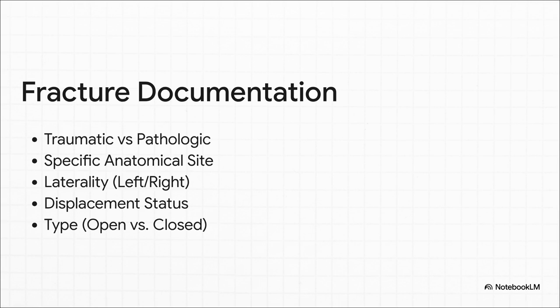But it doesn't stop there. We need the exact anatomical site, like the specific bone in the femur or tibia. We absolutely must have laterality: left, right, or bilateral. And we need the clinical status. Is it displaced or non-displaced? Is it an open or closed fracture?